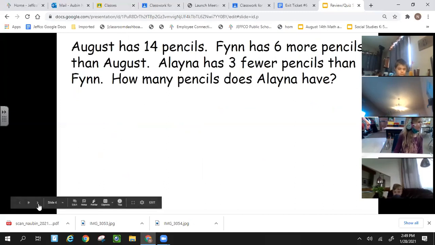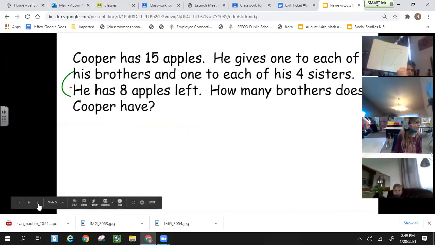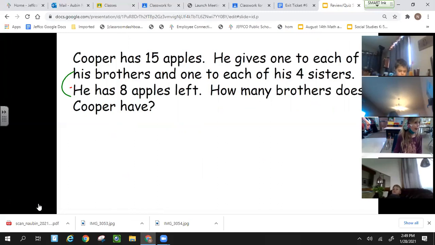All right, next problem you might see on your test today. Cooper has 15 apples. Yeah, Cooper and his apples. He likes apples. He gives 1 to each of his brothers and 1 to each of his 4 sisters. Now he has 8 apples left. How many brothers does Cooper have? Draw a picture. Figure it out. It's going to be more than 1 step.